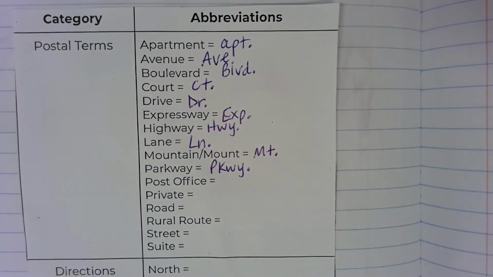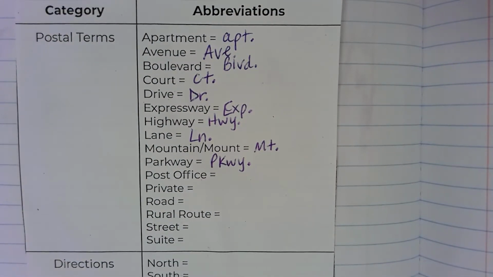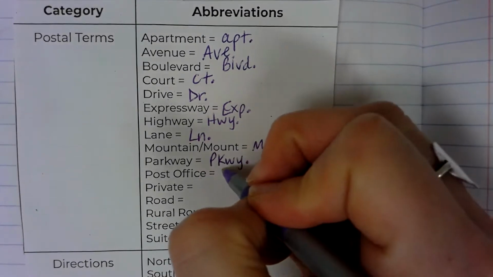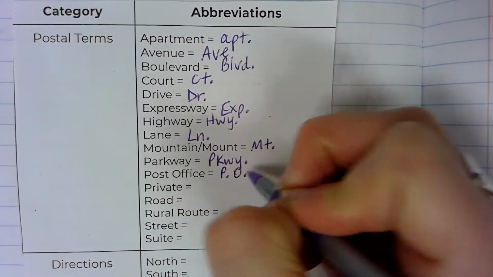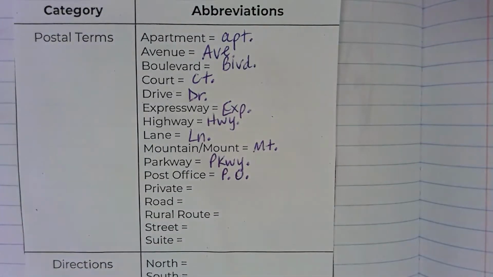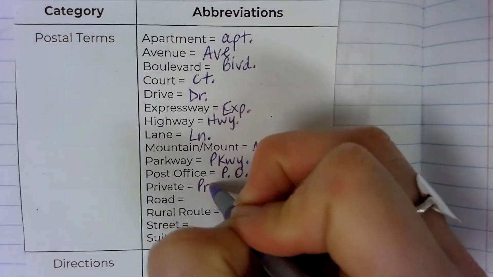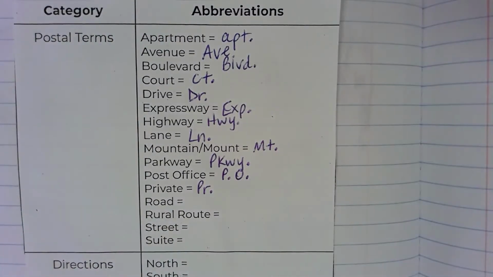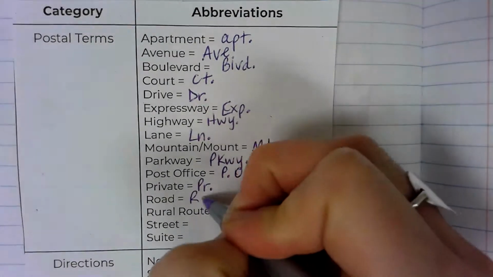Now post office, this one might be a new one for you, but once you see the abbreviation, it might make more sense. Capital P period, capital O period. If any of you have a P.O. box as your mailbox, that's where that comes from, post office box. Private would be capital P.R. period. Road would be capital R.D. period.